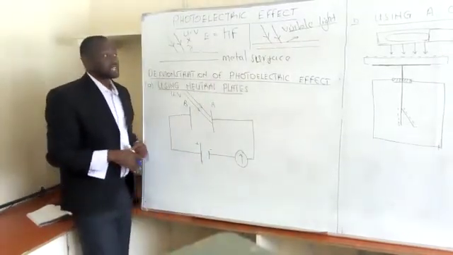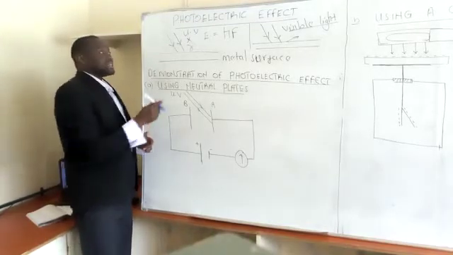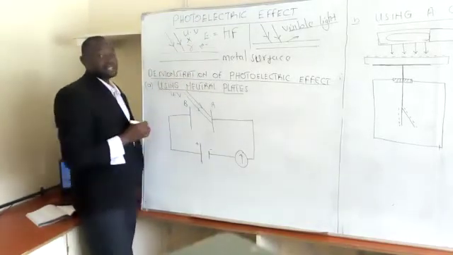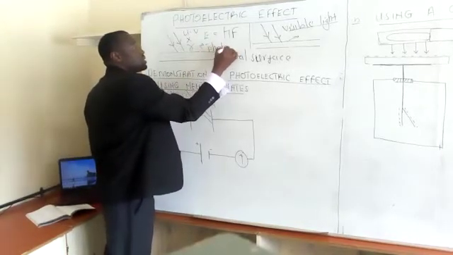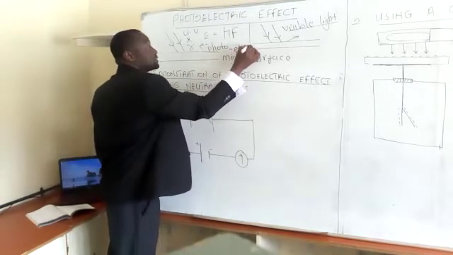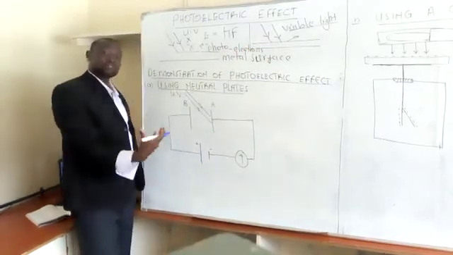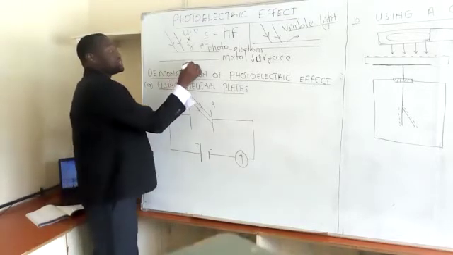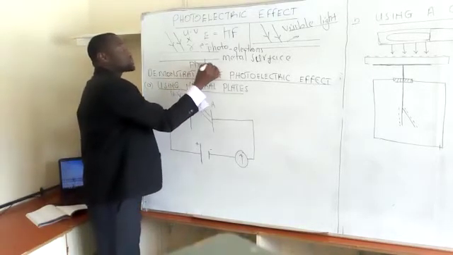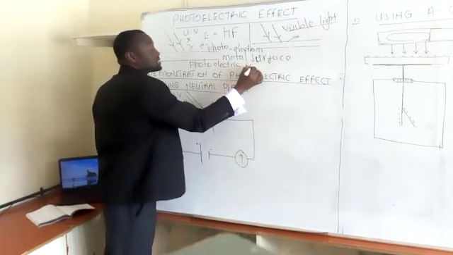Now that we are using energy of a radiation, the electrons that are ejected, we call them photoelectrons. These are photoelectrons, and the process of ejecting these electrons using energy of a radiation is what is called photoelectric effect.